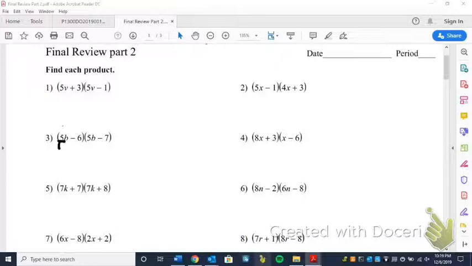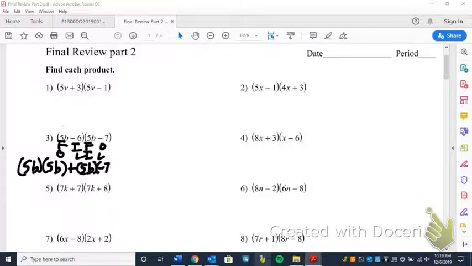So number 3, try and speed this up just a little. So we have our F's, our O's, our I's, and our L's. So when we multiply our F's together, we get 5b times 5b. Our O's are going to be, and we're adding these together, our O's are going to be 5b times negative 7. Our I's are going to be negative 6 times 5b.